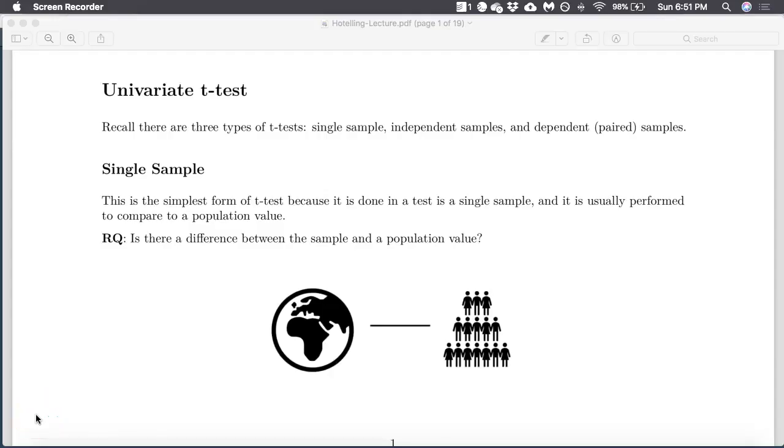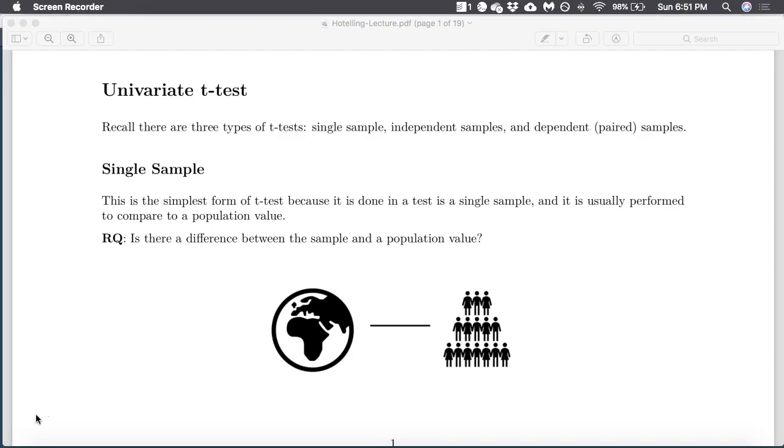So before we go into Hotelling's t-square, let's review the types of t-test that exist. There are actually 3 of them: single sample, independent samples, and dependent samples. And dependent sample has a lot of different names. I've seen related samples, paired samples, matched pairs or matched samples. I've seen also repeated measures, and I'm sure there's another one that I'm forgetting.